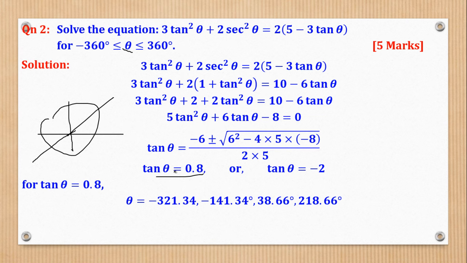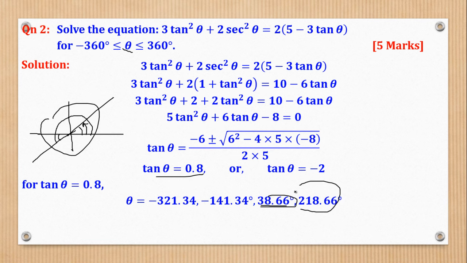I'll get my calculator and press arctan 0.8. I'll be able to get this value. So that value is what goes here and here. You realize that I'm putting those values on the horizontal line. Then from there, I'll begin to generate other values. So the first value, the first quadrant angle, is this. Then from here up to here is the second positive angle, which is 180 plus 38.66 to give you this.